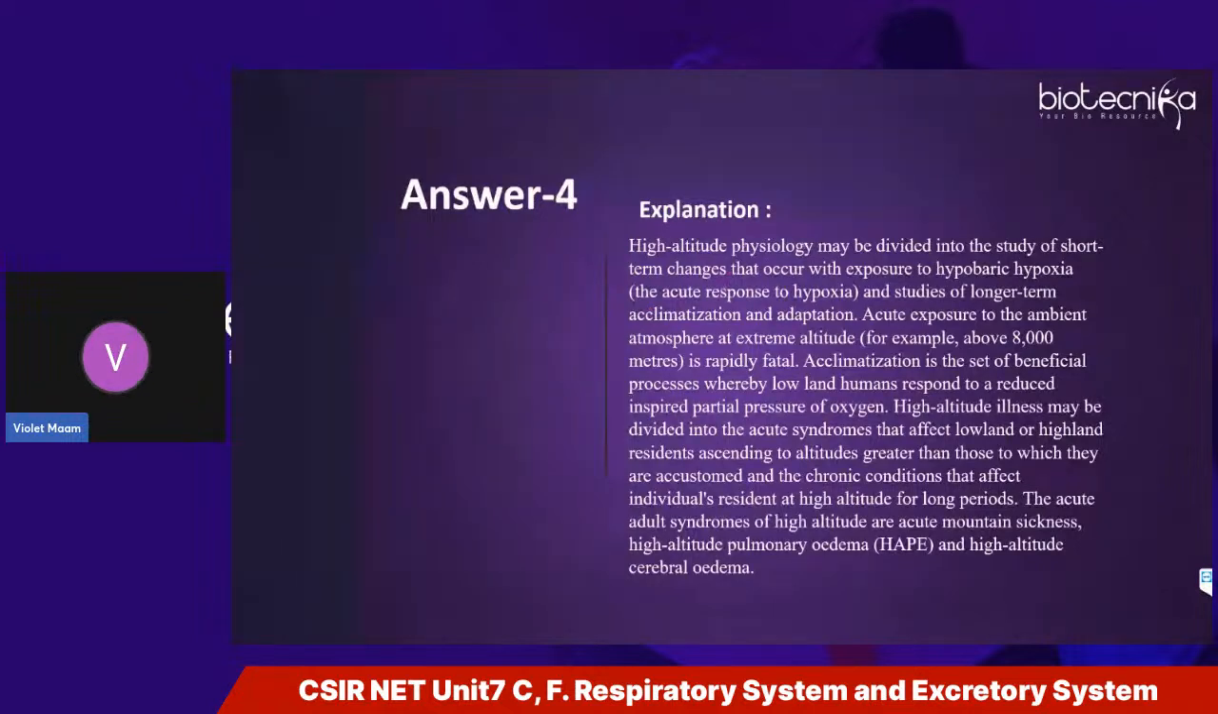Some few more pieces of information I have shared over here about high altitude physiology and how it can be divided. Studies of longer-term acclimatization and adaptation have been done. Acute exposure to the ambient atmosphere at extreme altitude will be rapidly fatal. Acclimatization is a set of beneficial processes whereby lowland humans respond to a reduced inspired partial pressure of oxygen. At high altitudes, acclimatization takes place for normal people who stay in the plains. People who already stay at high altitude will have their bodies already acclimatized.